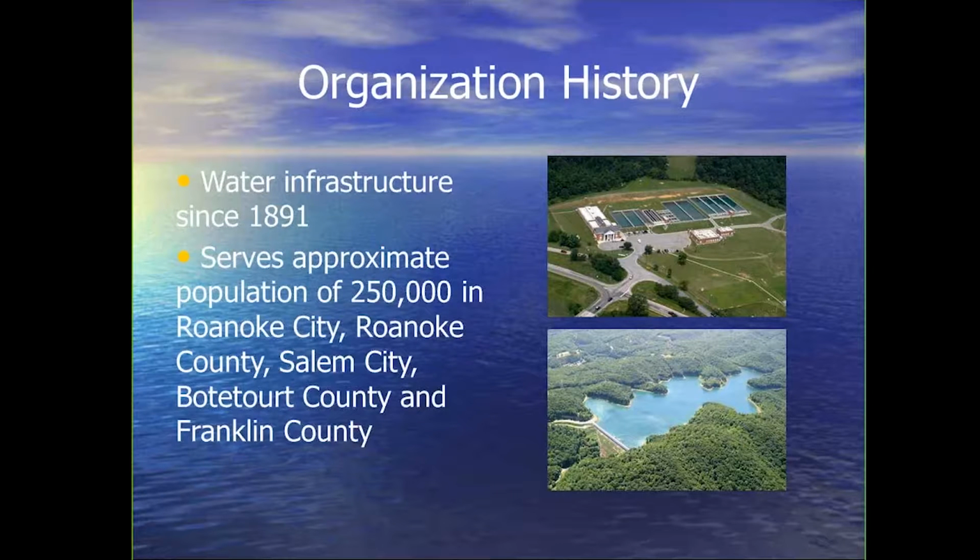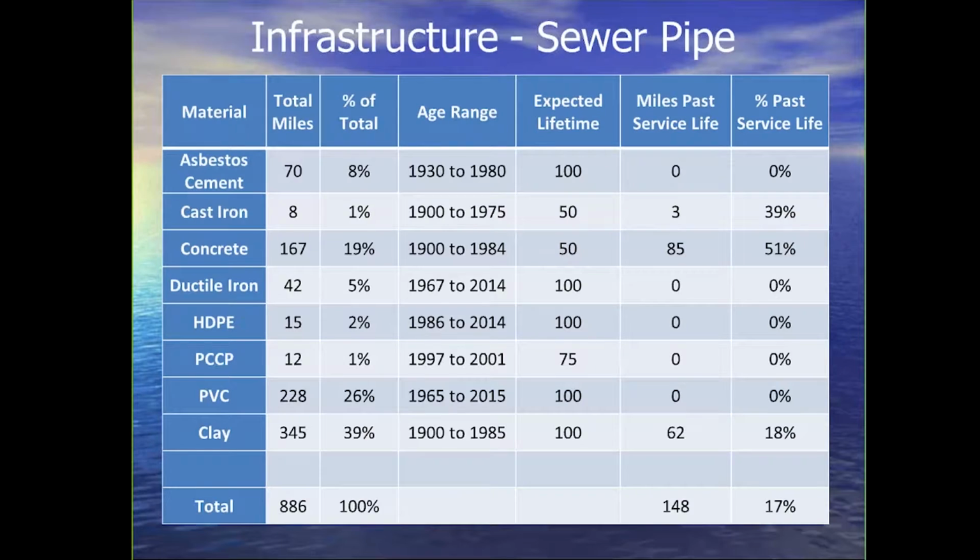Now a little bit about our organization. We've been in the water and sewer business since about 1891. We serve a population of around 250,000 in Roanoke City, Roanoke County, Salem, Botetourt County, and Franklin County. Now, in terms of infrastructure on the sewer side, this is actually an excerpt from our asset management plan that we put together earlier this year. And here you can see that we've got a total of about 886 miles of sewer main.